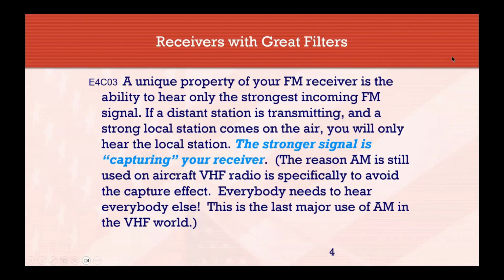Okay, receivers with great filters. One of the properties of an FM receiver is an interesting thing. If two strong signals are coming in at the same time on an FM radio, it will normally go to the stronger of the two signals. That's called capturing the receiver. The receiver will capture the stronger of the two signals, and you won't even hear the second one. That's the reason AM is still used for aircraft, because if they were using FM, one signal could blank out or override another, and that second signal would never be heard. So the answer to that is capturing under a strong signal.